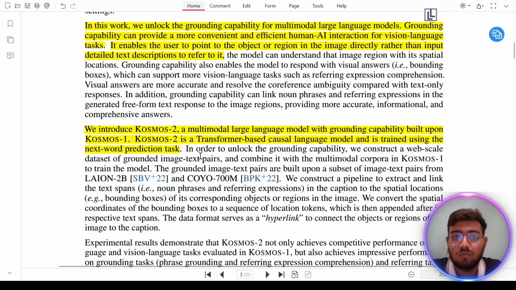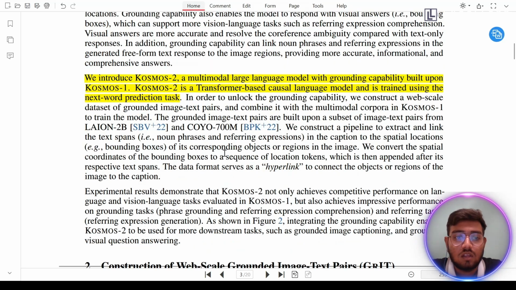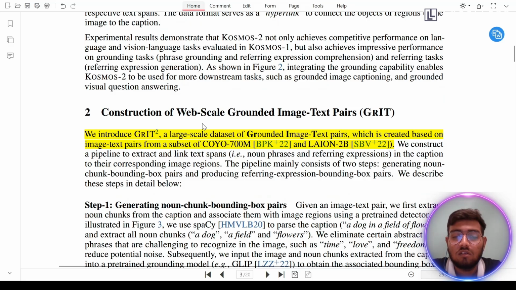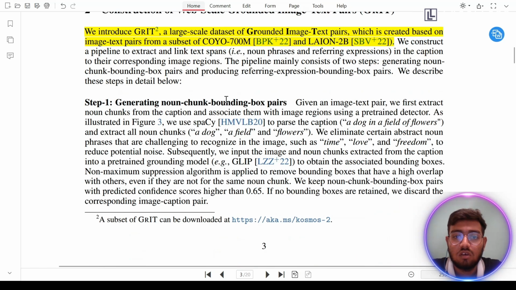It is trained using next word prediction. Yes, if you are using an NLP large language model, transformers are necessary. Then it talks about its GRIT dataset, which I talked about at the start. A large scale dataset of grounded image-text pairs. This dataset consists of pairs of an image and its description in a large volume, and on these pairs the model is trained.